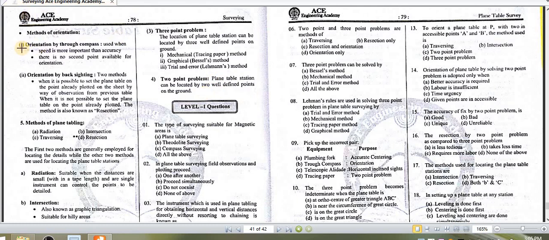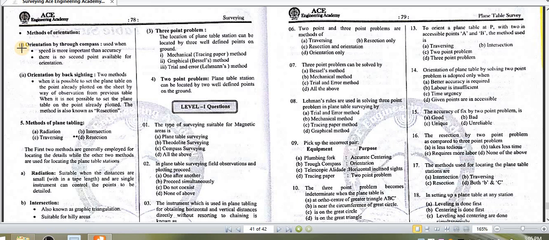After that, method of orientation. There are two different methods of orientation. One is with the help of trough compass, and the second is orientation by backsighting. The first method, by trough compass, is generally not an accurate method, because if you are doing surveying work in which there is a lot of electric field or magnetic field in that area, that will affect your trough compass.